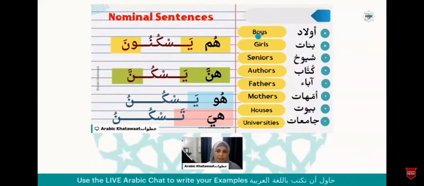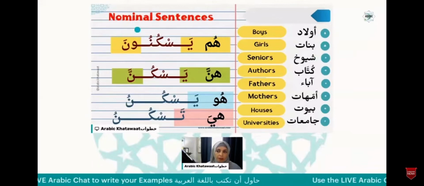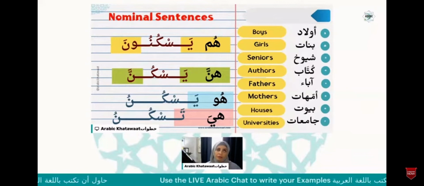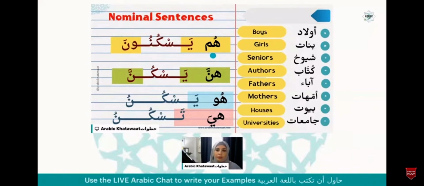I'll read slowly, then I'll explain to you how you can form your nominal sentence, whether you're using subject pronouns or, we don't start with possessive pronouns, but usually subject pronouns.